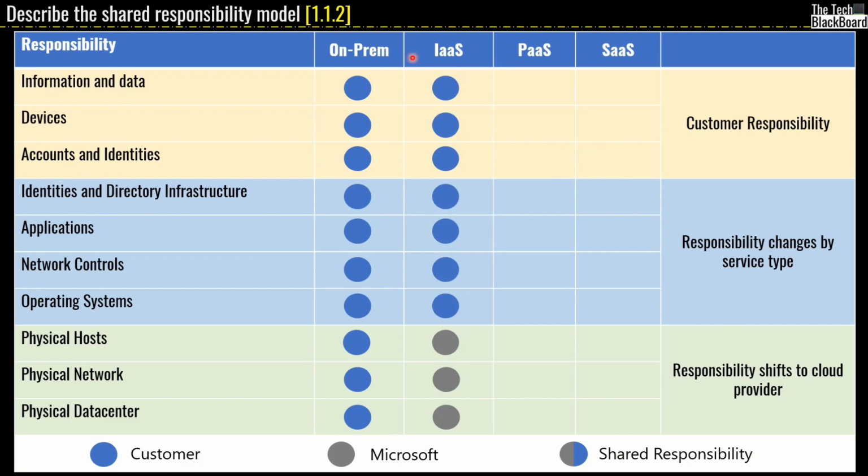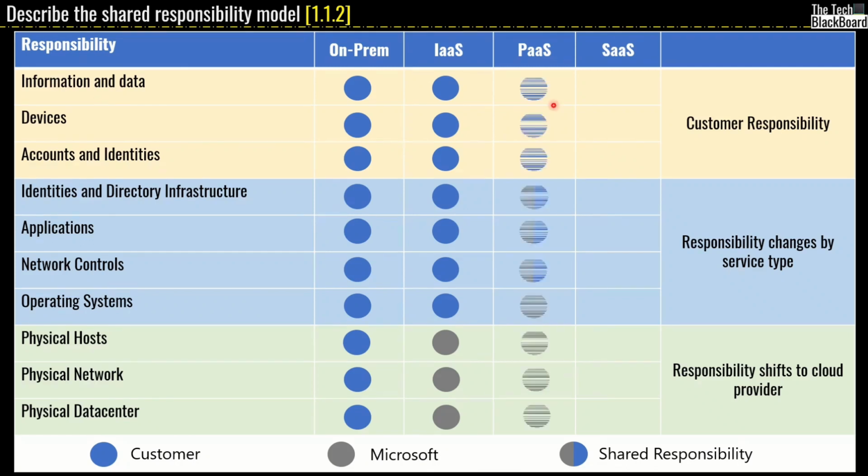As you can see in infrastructure as a service, or IaaS, the responsibility to create and maintain the physical data center, physical network, and physical host is now shifted towards the cloud provider. Here you can see the blue dot, which represents the customer or the companies or the enterprises, whereas the gray dot represents Microsoft Azure, which is a cloud provider. But still, the responsibility to maintain the operating system, network controls, up to information and data still lies with the customer.